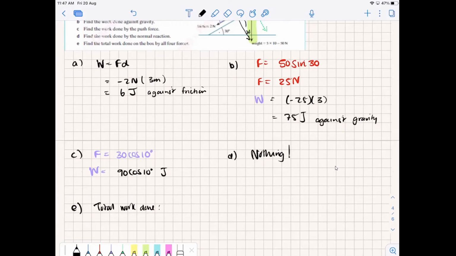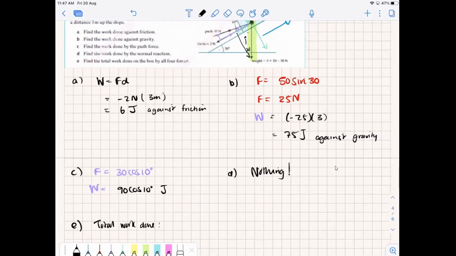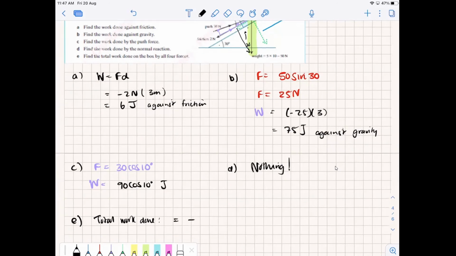Okay. So the work done by friction was 6 joules. But it was against, it was not in the direction of motion. So what's it going to be? -6, hey? Okay. The weight component, the work done against gravity, that was down the slope. So it was -25 newtons. Sorry, it was -75 newtons. Thank you, Zara. I'm looking at the force and not the work done.